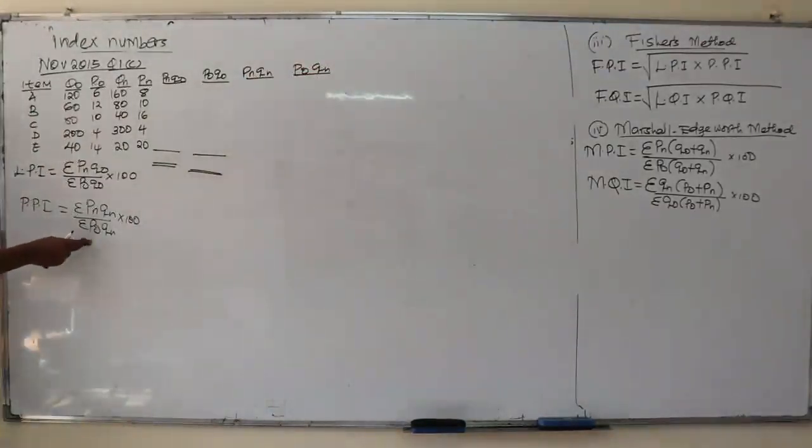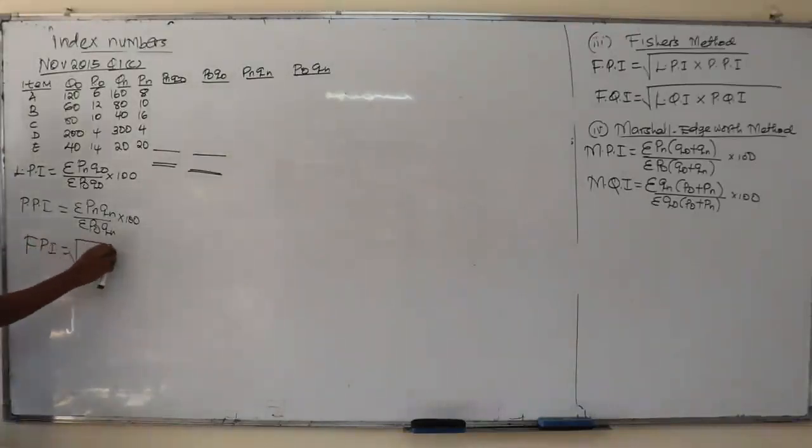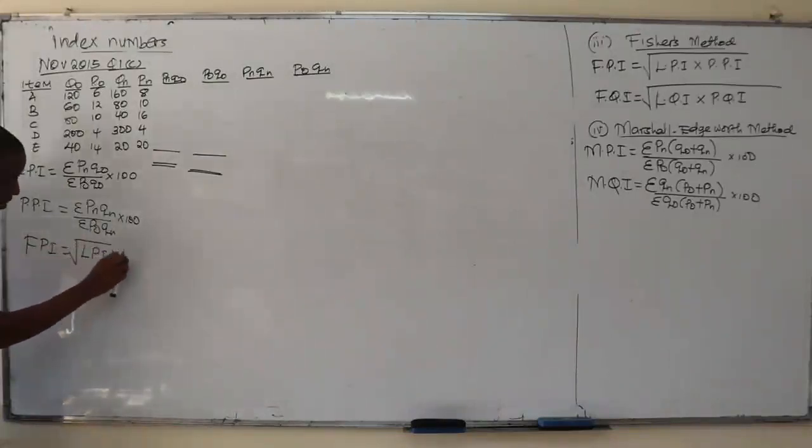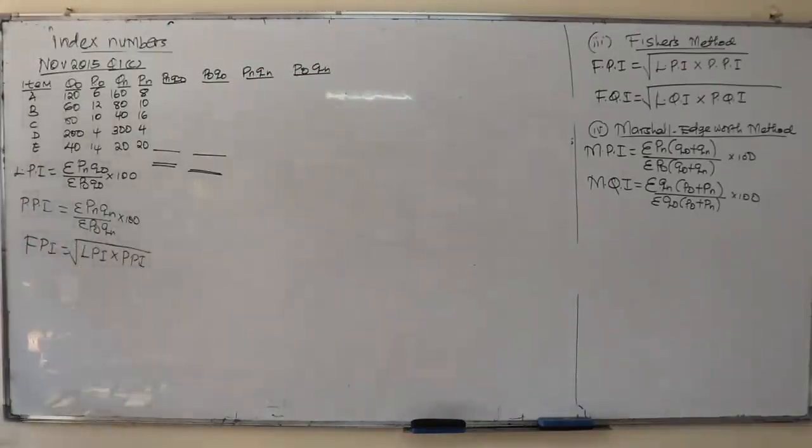Now the other one is the Marshall price index. Here I have decided to look for the index alone. So for the Marshall price index or Fisher's price index, in this case it will be the Laspeyres price index multiplied by the Paasche price index.